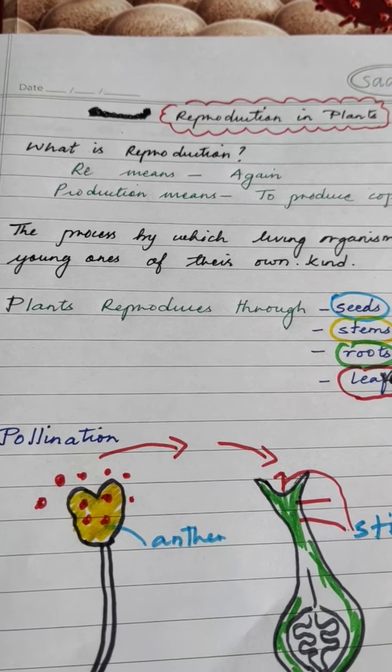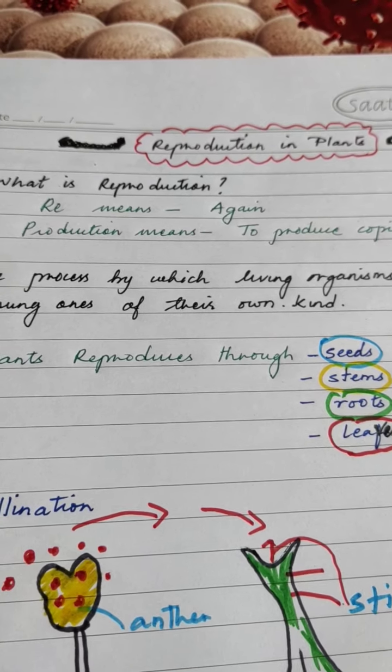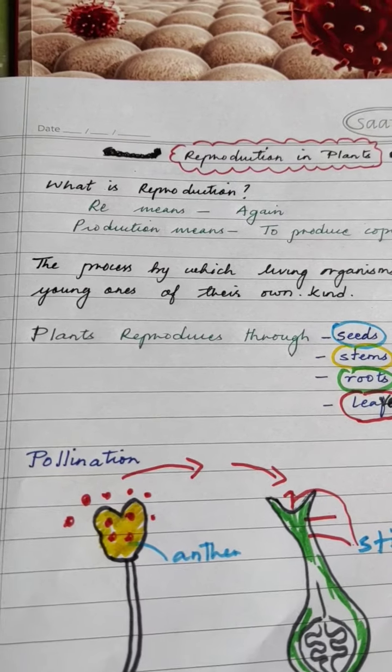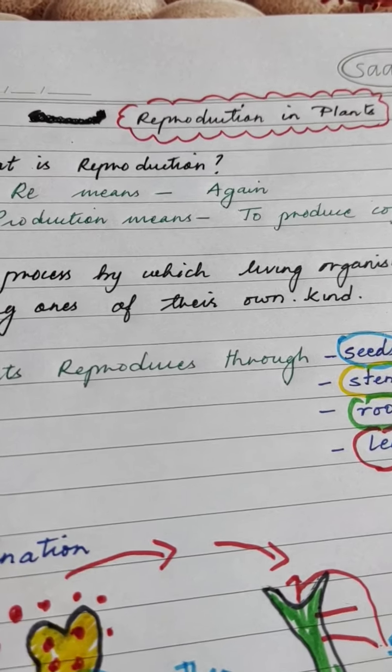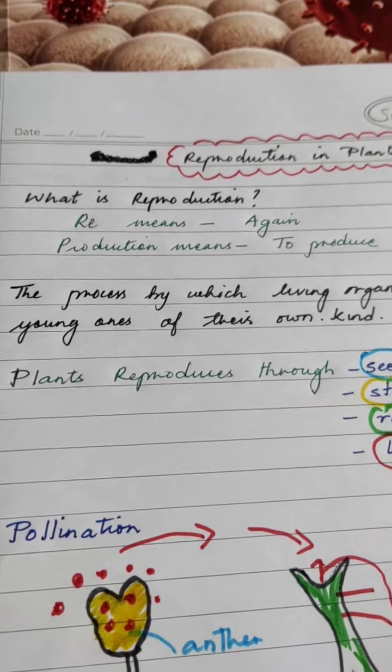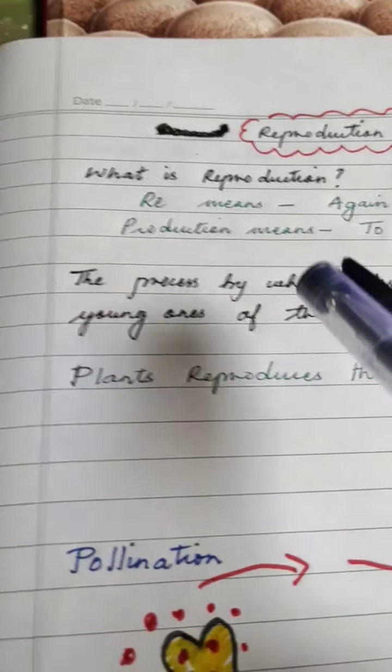Today we are going to start a new chapter, reproduction in plants. We have already done the process of pollination, a little bit of revision. I'm going to do it today. So let us understand what is reproduction.